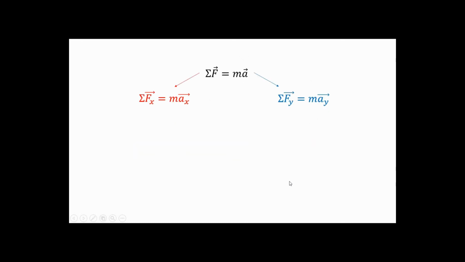Now that we've got those components, we can apply Newton's second law. Sum of forces equals mass times acceleration. And since we're adding forces, we need to split them into components, x's and y's. So we have the sum of forces in the x is equal to the mass times the acceleration in the x, and the sum of the forces in the y is equal to the mass times acceleration in the y.